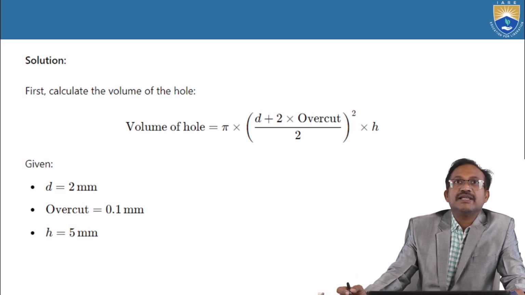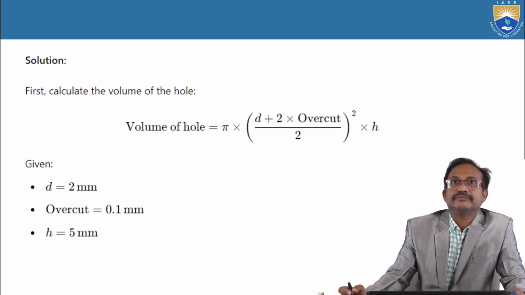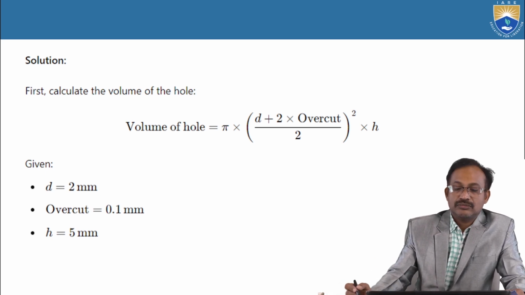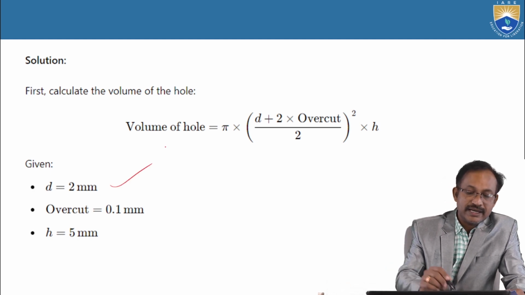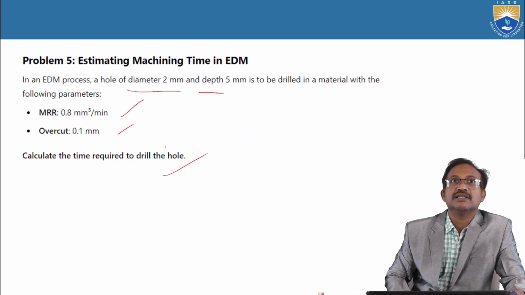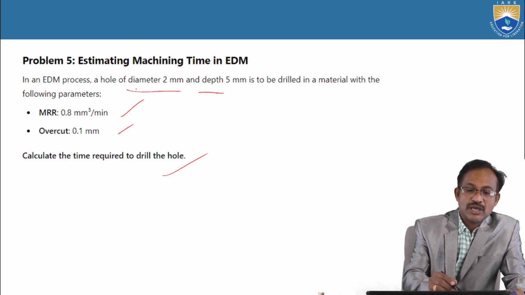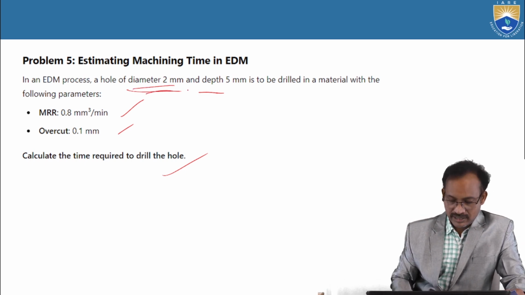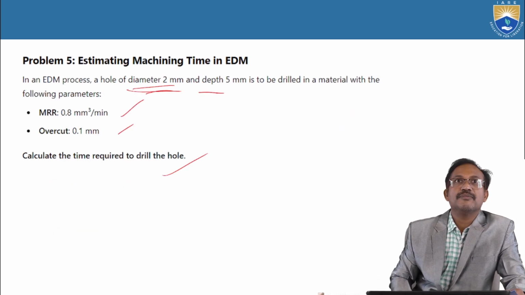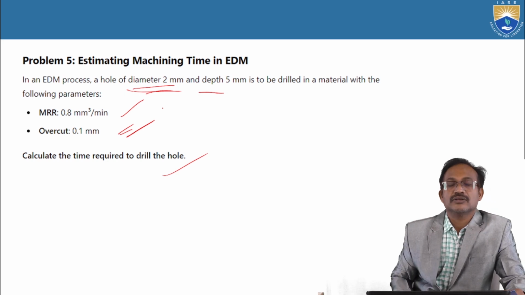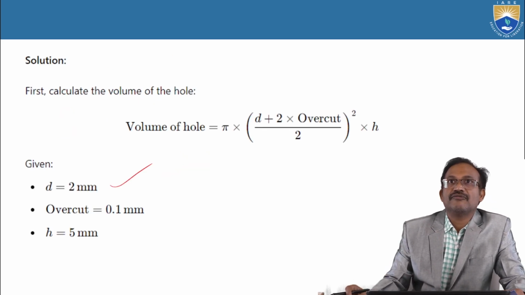Solution. First calculate the volume of the hole. The volume of the hole is pi into (d plus 2 times the overcut) by 2, whole squared, into h. Here d is given as 2 mm in the problem, the overcut is 0.1 mm, and h is 5 mm.